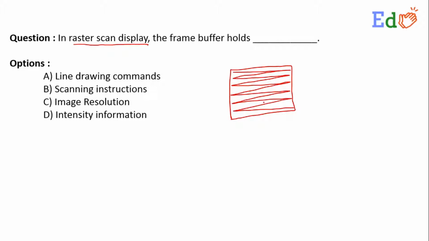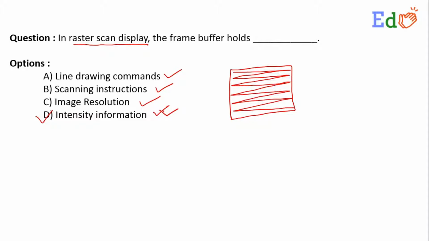Now the thing is that the frame buffer holds line drawing commands, scanning instructions, image resolutions and intensity information. So we shall be going for the option number D, intensity information. So in raster scan display, the frame buffer holds the intensity information.